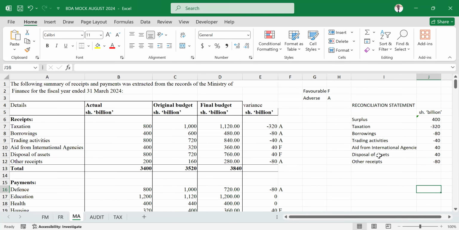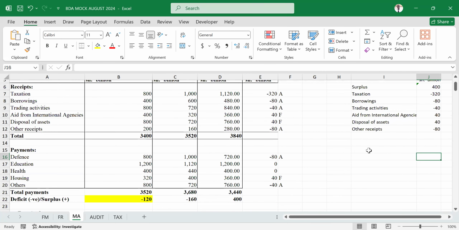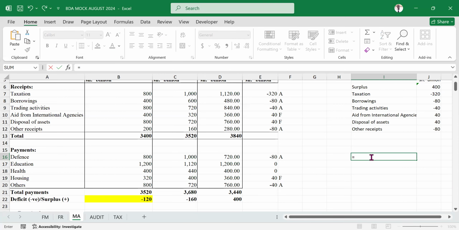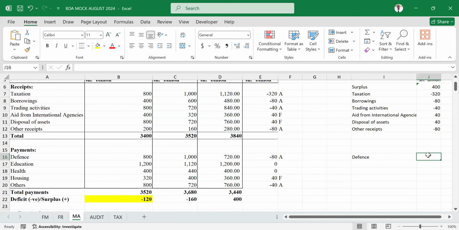Let us reconcile also on the payments part. On the payments part, we do the same. We still compare those two because we already have the outputs here. We already did the variances, so there is nothing difficult there. So on the payments, we also bring the first element of payment, which was on defense. On defense, we budgeted to pay 720. But how much did we pay? We ended up spending 800. So meaning we surpassed our budget by 80 billion. So we paid more. So that variance is adverse.